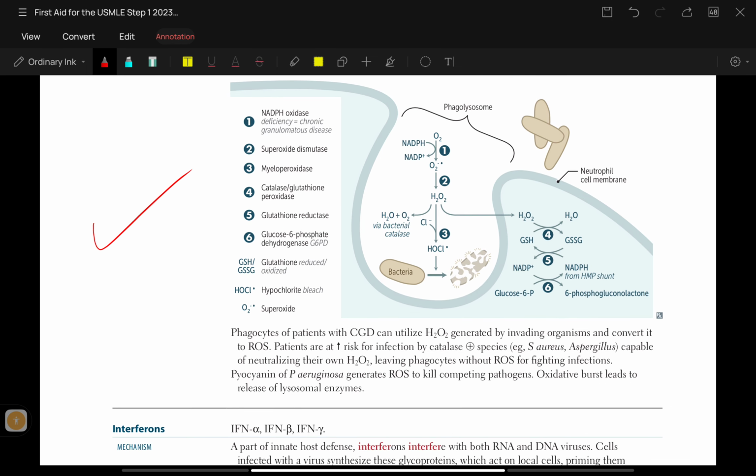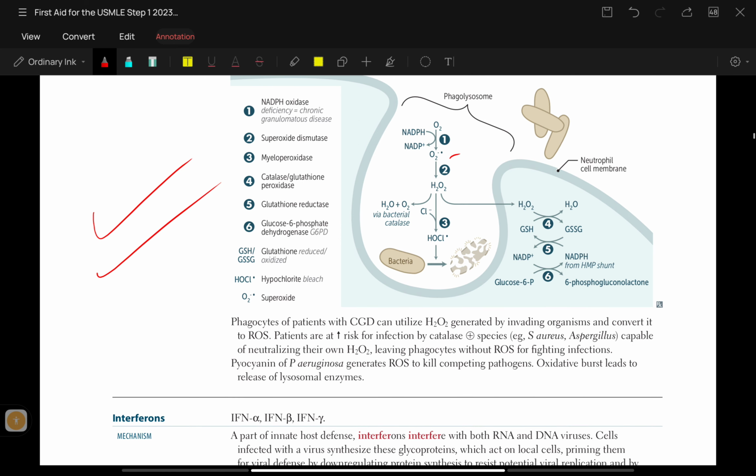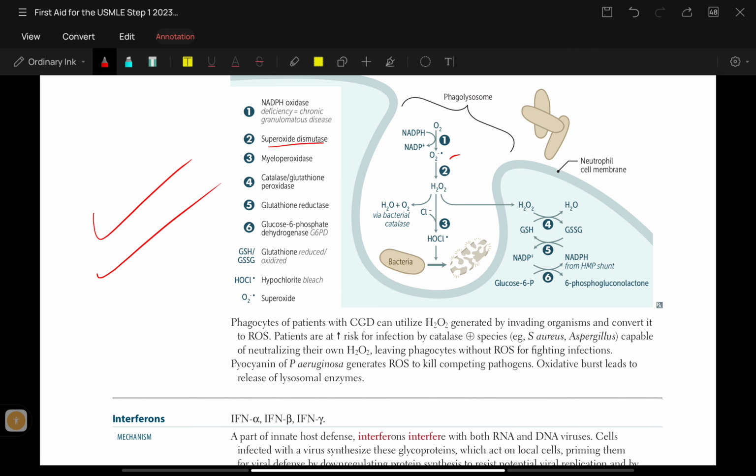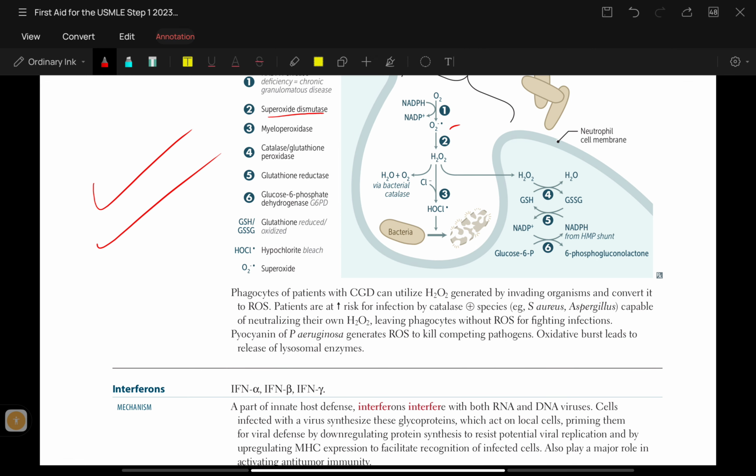Here it is explained very well: O2 is converted to superoxide, and NADPH is converted to NADP+. Then superoxide is converted to H2O2, in the presence of superoxide dismutase. Similarly, H2O2 is converted to HOCl, hypochlorite bleach, in the presence of myeloperoxidase.